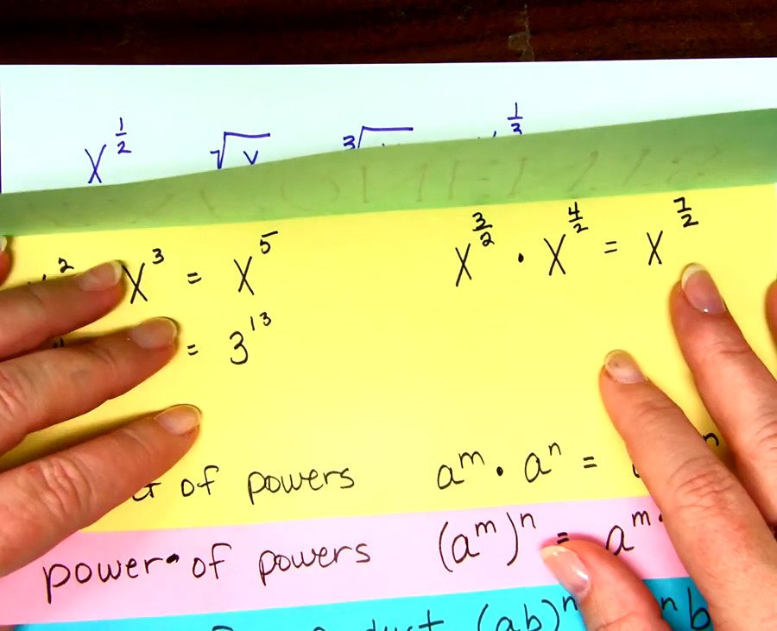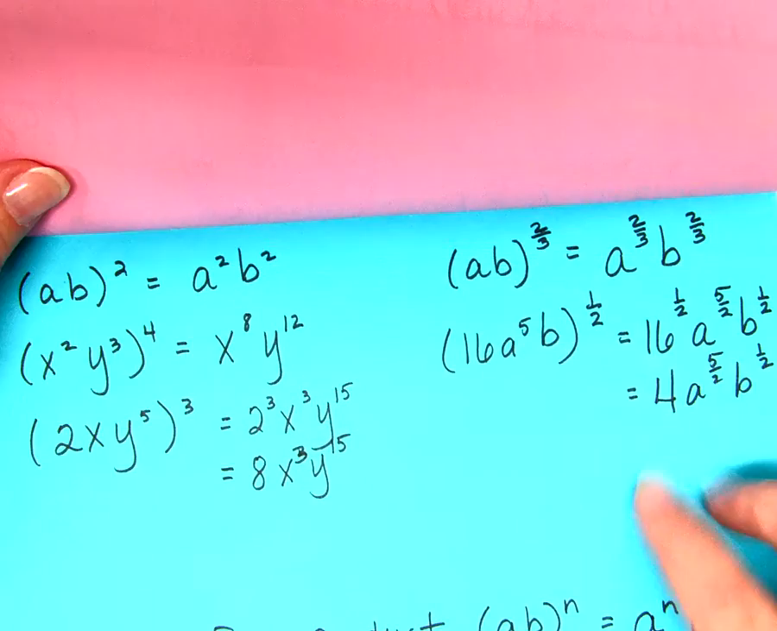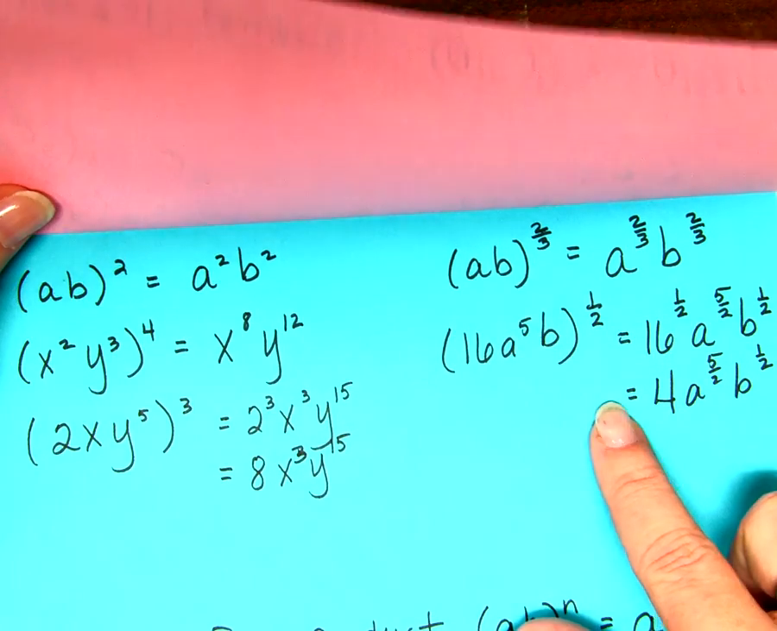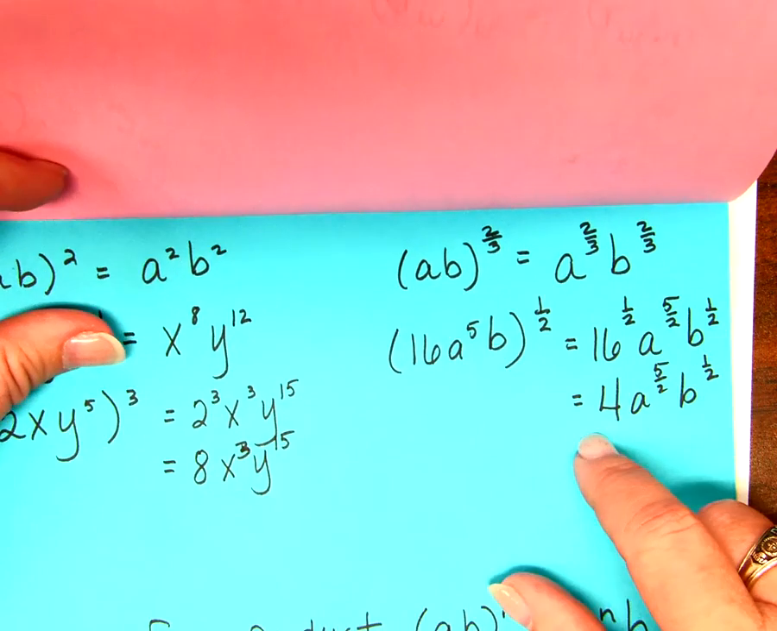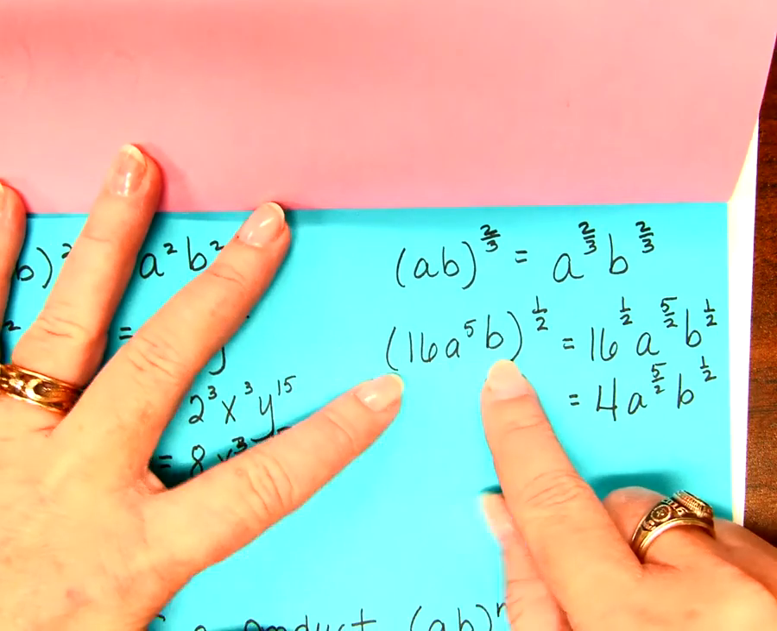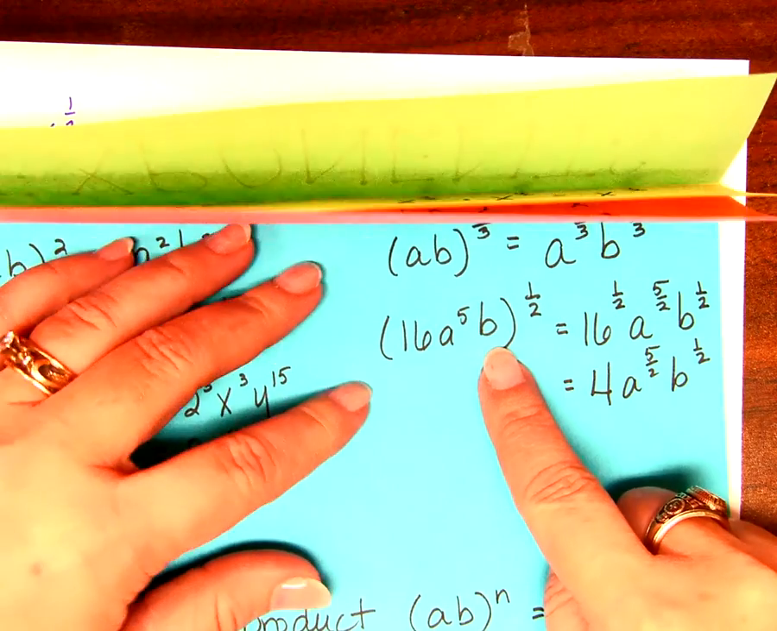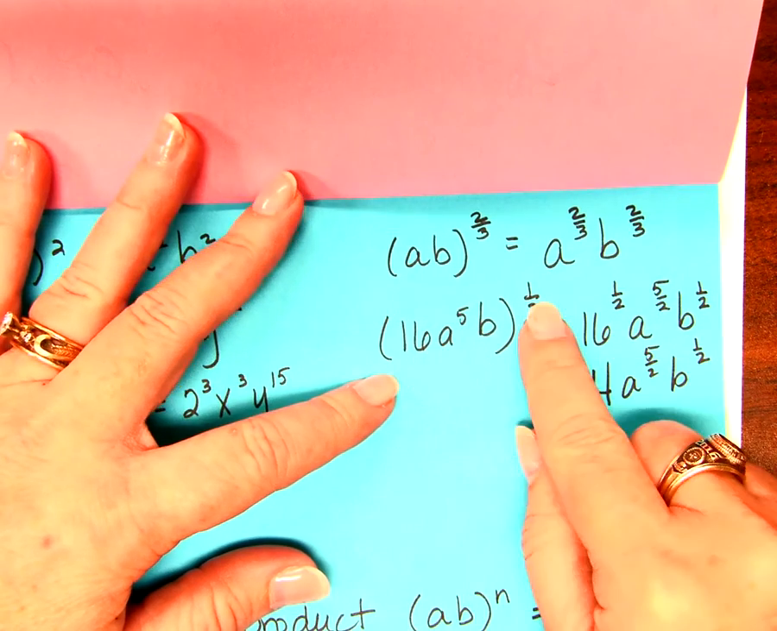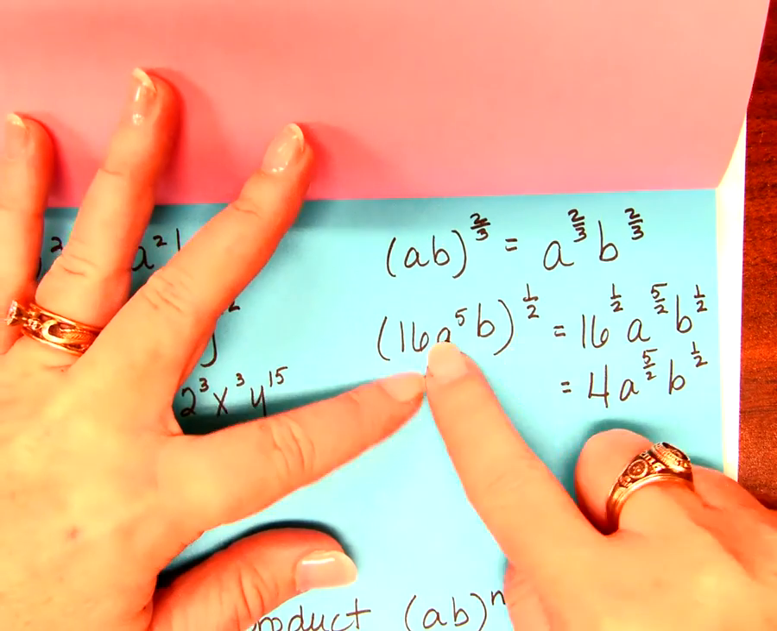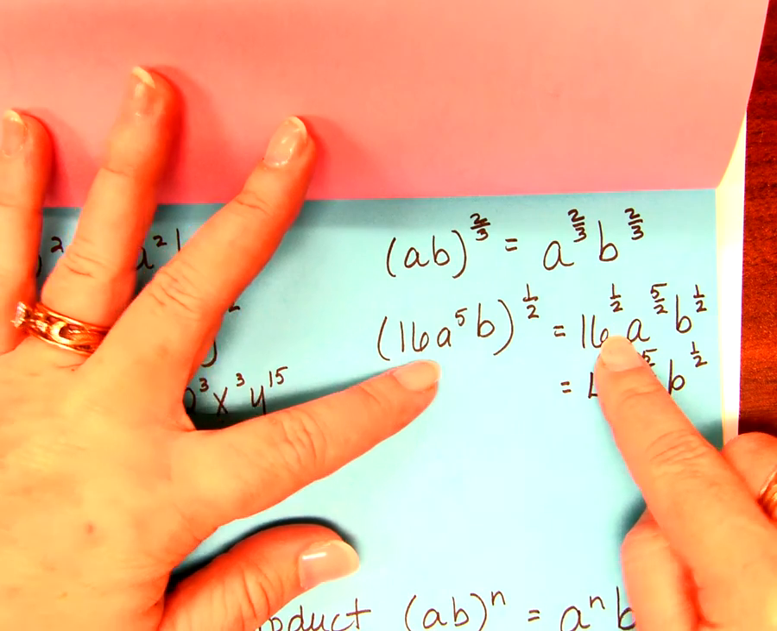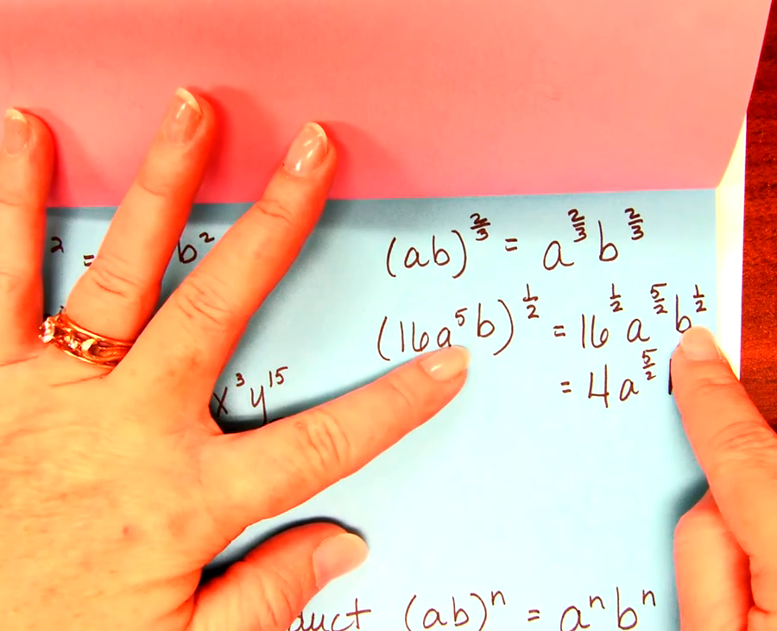I don't know if you remember us talking about this, but this is my Exponent Foldable. This is what we did when we talked about it. So I'm bringing us back to the Exponent Foldable because I want you to see what we did before. In our power of a product page, we talked about anytime I raise something to a power, it's every single thing inside that parentheses raised to that power. We said 16 to the 1/2. We said 5 to the 5th to the 1/2, and b to the 1/2.